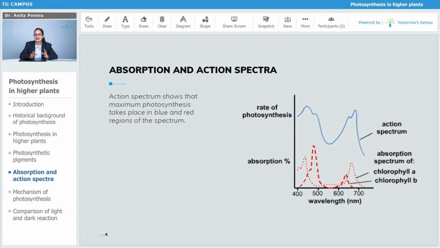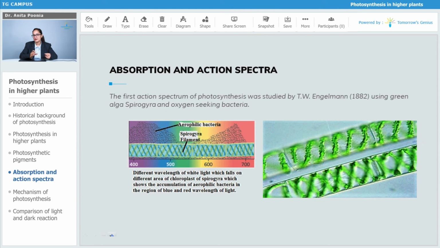The action spectrum shows that maximum photosynthesis takes place in the blue and the red region of the spectrum. Now, the first action spectrum of photosynthesis was studied by T.W. Engelmann, 1882, using the green algae Spirogyra and oxygen-seeking bacteria.